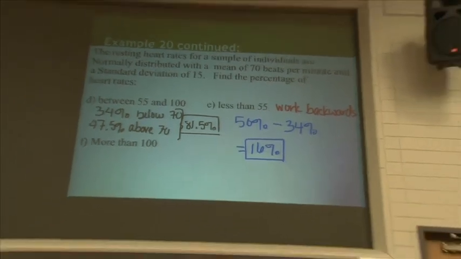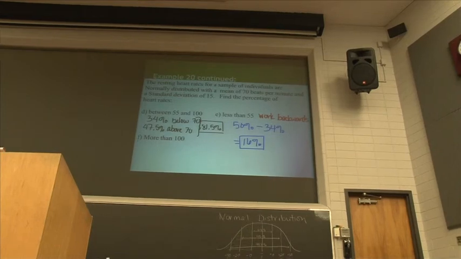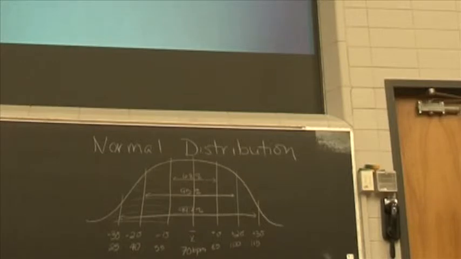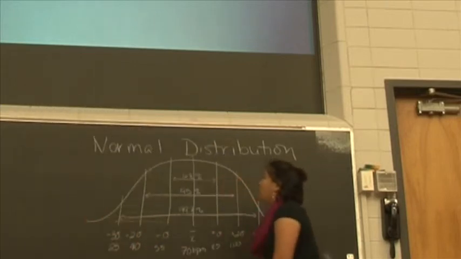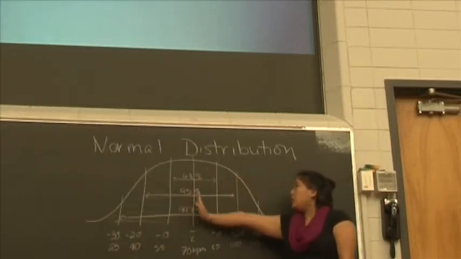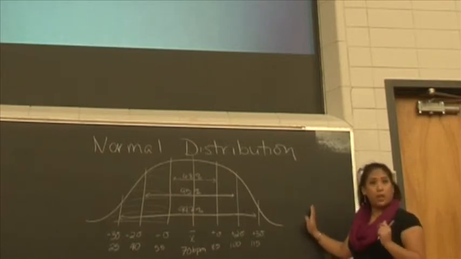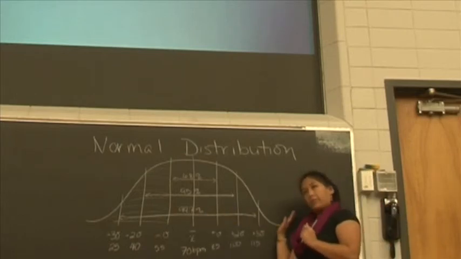Okay. Now we've got to go the other direction and do the other tail end. We want the heart rates that are more than 100. Same idea, but we're going the other direction. From your mean all the way to the right is another 50%. Yes? Okay, this is 50% of your graph.